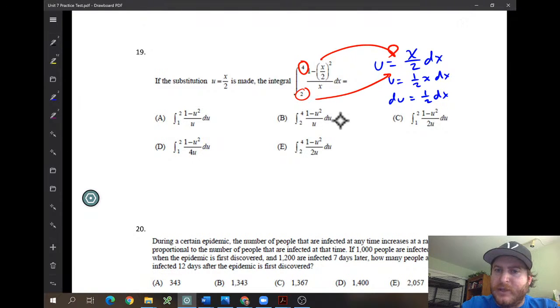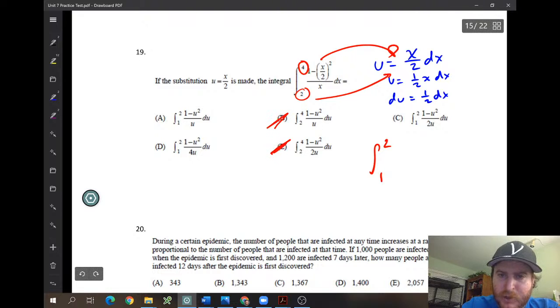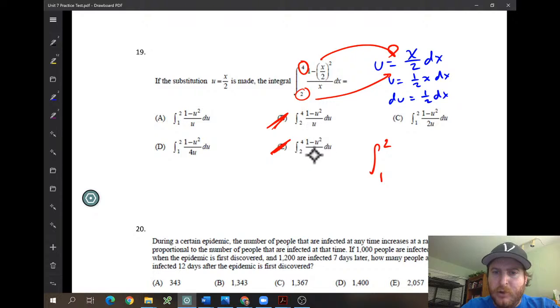So we know our endpoints have to be the integral from 2 over 2, which is 1, to 2. So immediately I can get rid of choice E and choice B. Now if I look at those two, 1 minus u squared over u and 1 minus u squared over 2u, choice A and C both match up with that. So it's probably not D.